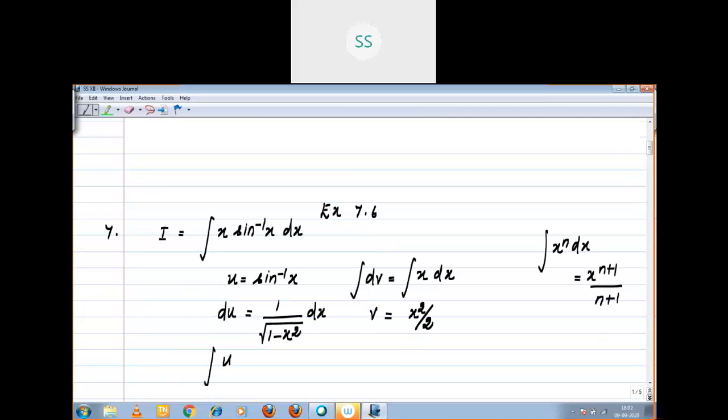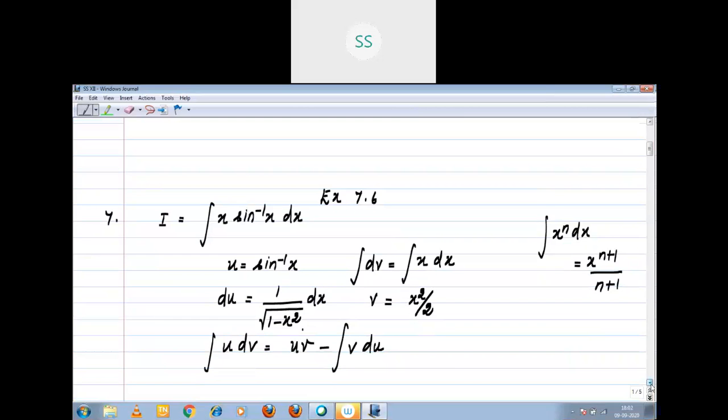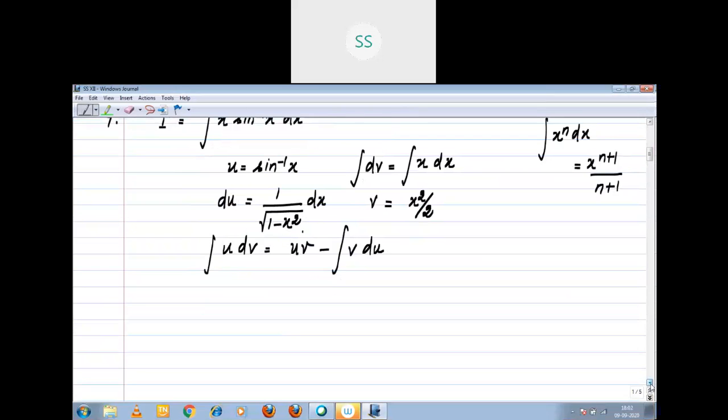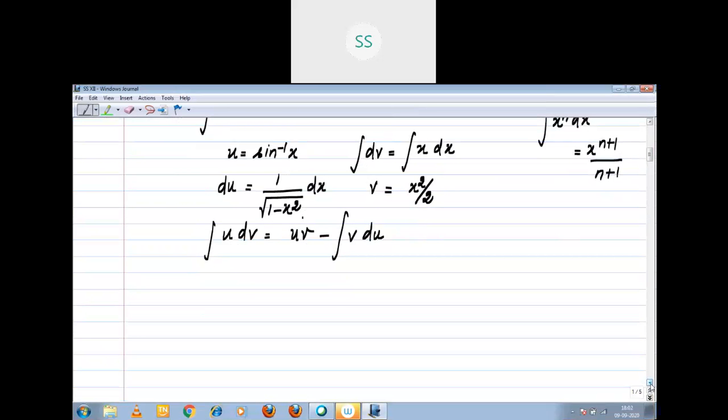I told you integration by parts: integral u dv equals uv minus integral v du. Now, you have to listen carefully, children. Then only it is easy to understand the things.